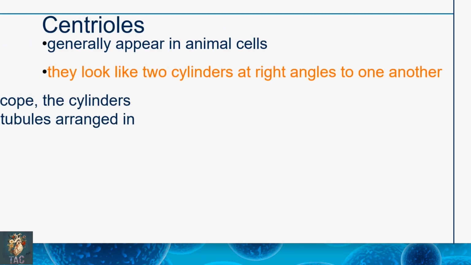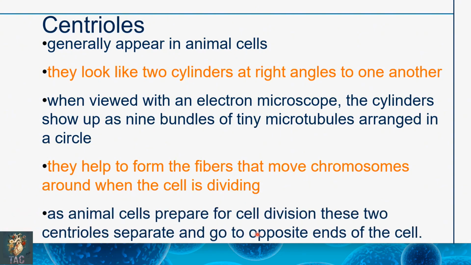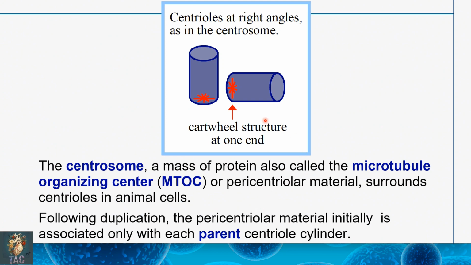Centrioles generally appear in animal cells. They look like two cylinders at right angles to one another. When viewed with an electron microscope, the cylinders show up as 9 bundles of tiny microtubules arranged in a circle. They help to form the fibers that move chromosomes around when the cell is dividing. As animal cells prepare for cell division, these two centrioles separate and go to the opposite ends of the cell.